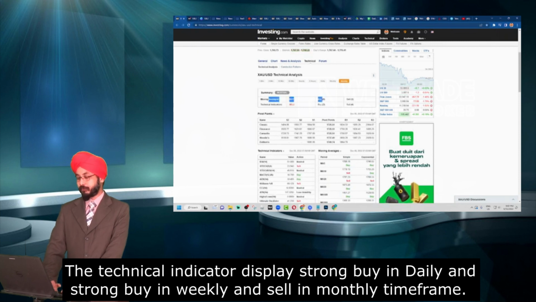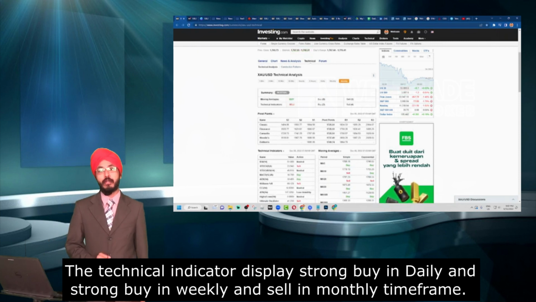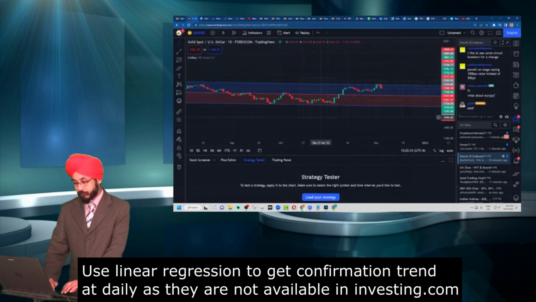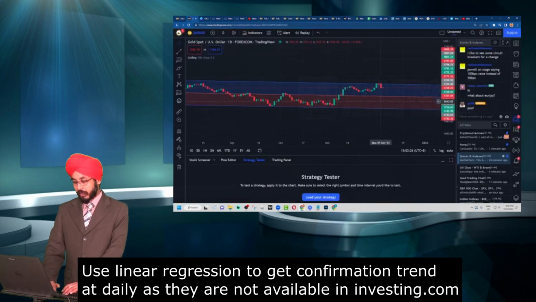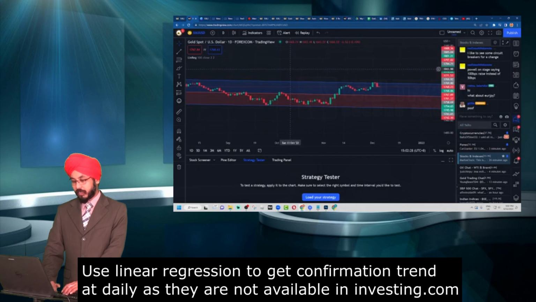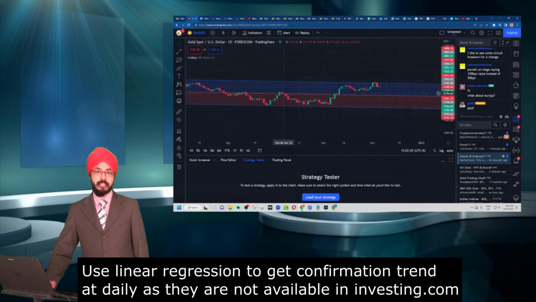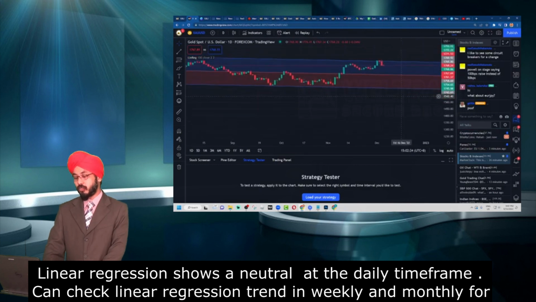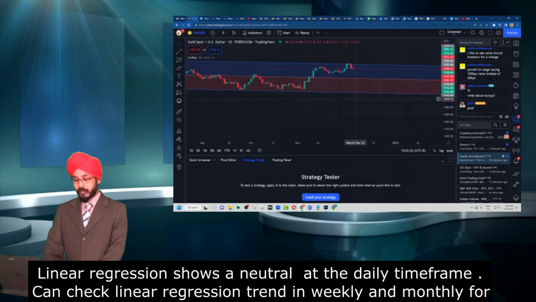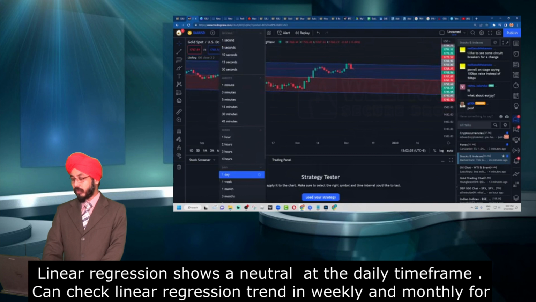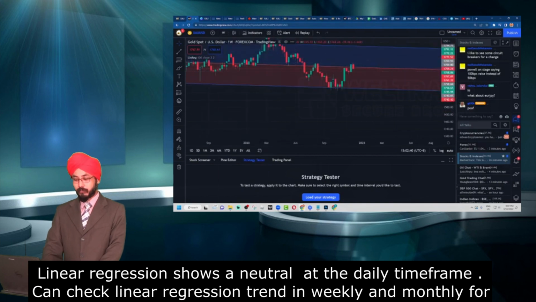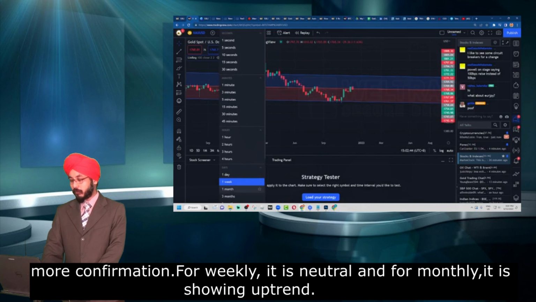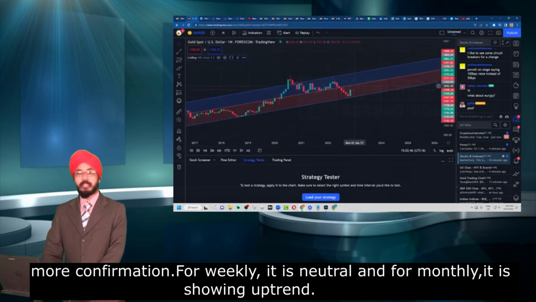We can use another indicator, known as the linear regression, to look at what the daily is indicating. As we are able to see here at the daily, our technical indicator is neutral. If we look at our weekly, it is also neutral. And if we go to our monthly, we see that it is more towards the uptrend for our linear regression.